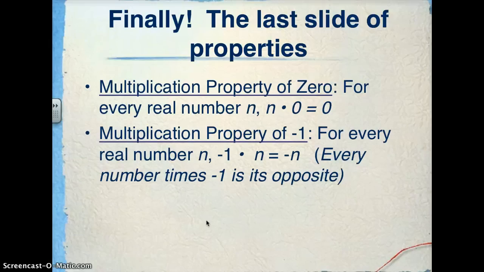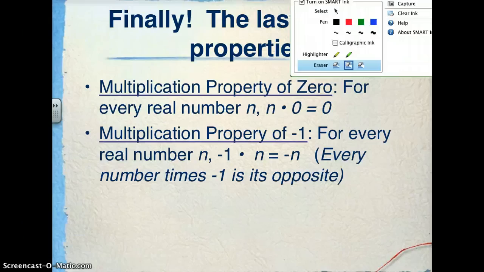The multiplication property of -1 says that for every real number n, so any number that exists, if you multiply it by -1, you get -n. So -1 times n equals -n. Every number times -1 is its opposite. So let me give you a couple examples on this one because people do mess up on this a lot.